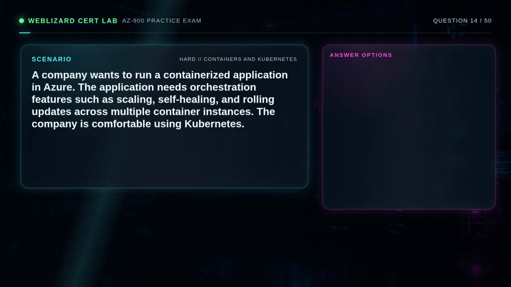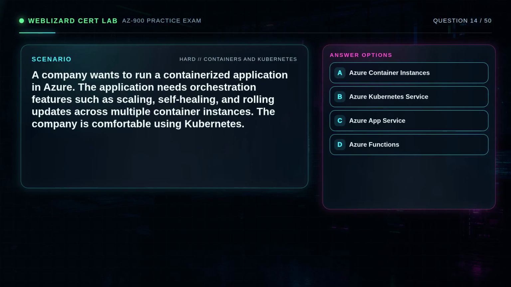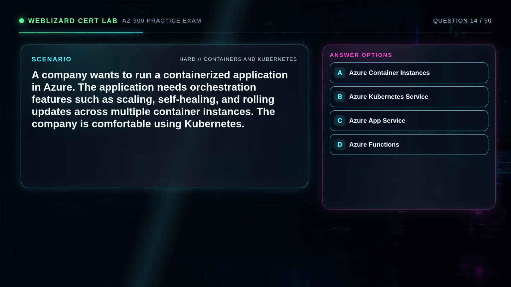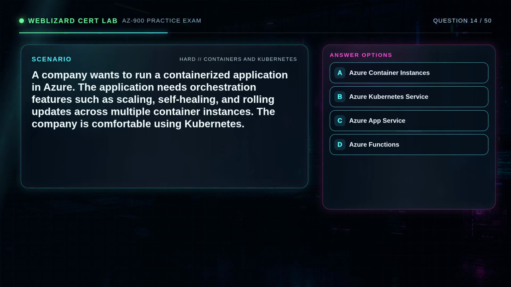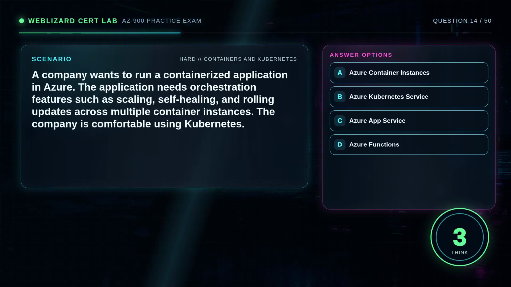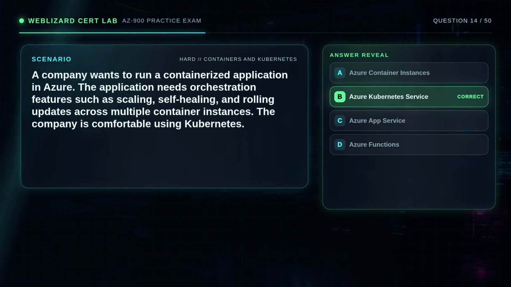Question 14. A company wants to run a containerized application in Azure. The application needs orchestration features such as scaling, self-healing, and rolling updates across multiple container instances. The company is comfortable using Kubernetes. A. Azure Container Instances. B. Azure Kubernetes Service. C. Azure App Service. D. Azure Functions. The correct answer is B.